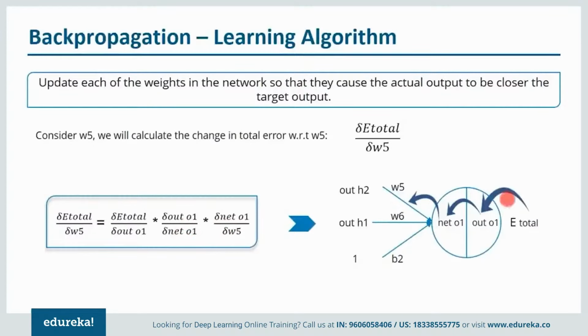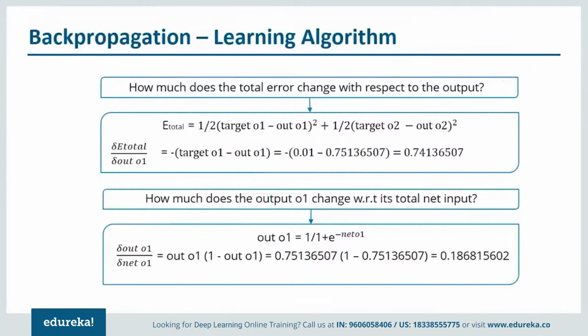As you can see from this example as well: change in E total with respect to out O1, change in out O1 with respect to net O1, and change in net O1 with respect to W5. We multiply these and we get this particular term. Let us see how we do that. So how much does the total error change with respect to the output? E total by out O1, we're going to calculate it.